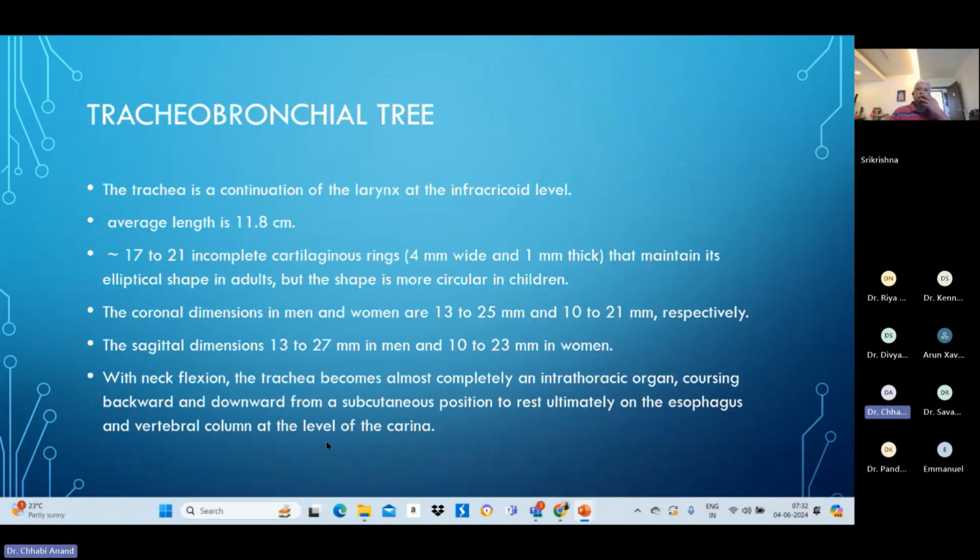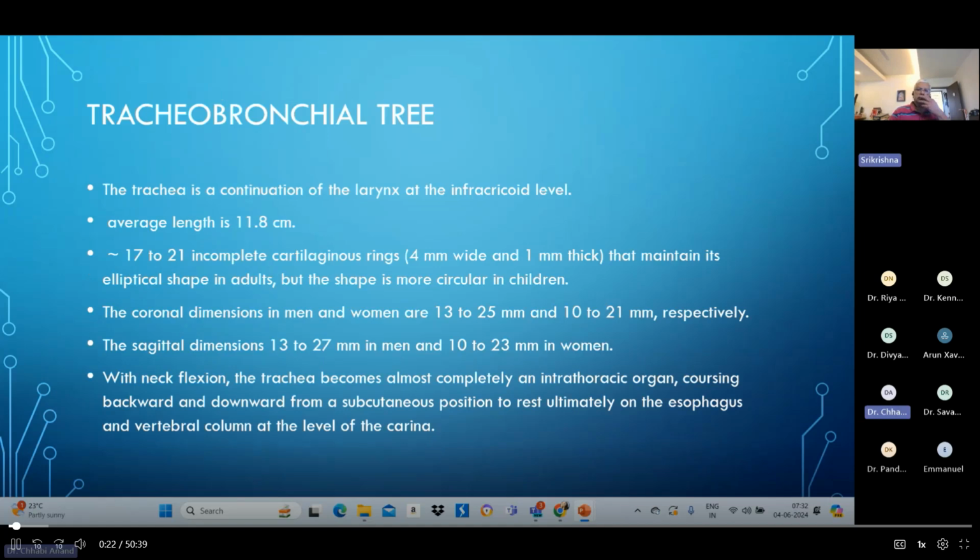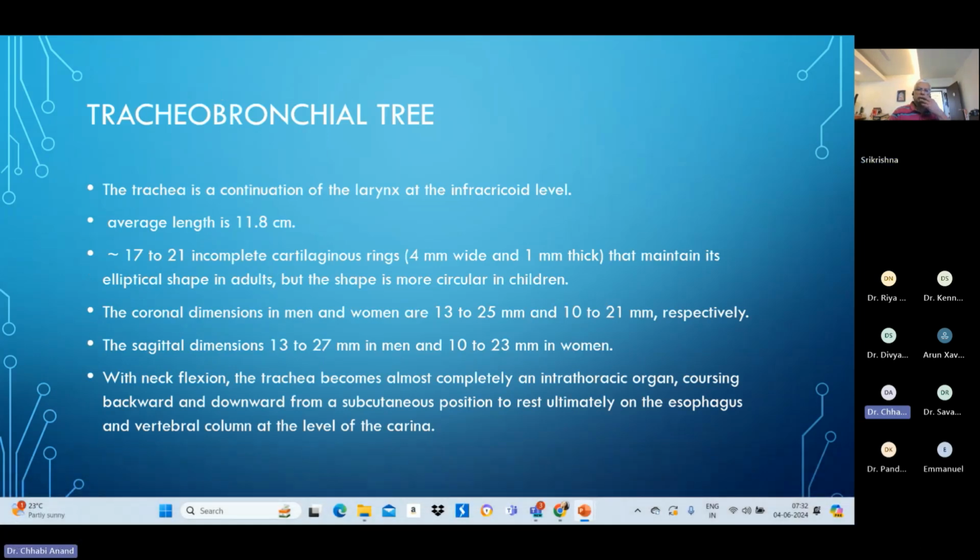The trachea is a continuation of the larynx at the infracricoid level. Average length is 11.8 cm. It has 17 to 21 incomplete cartilaginous rings, almost 4 mm wide and 1 mm thick, that maintain its elliptical shape in adults, but the shape is more circular in children.